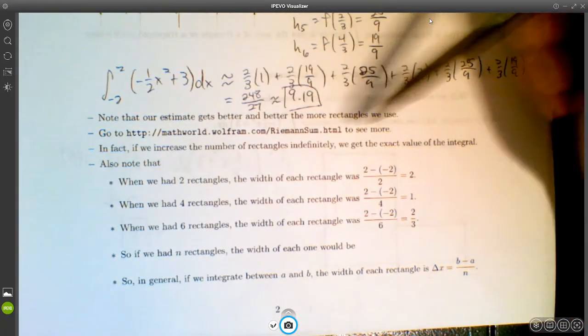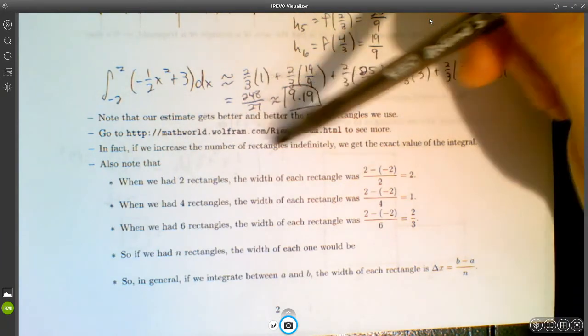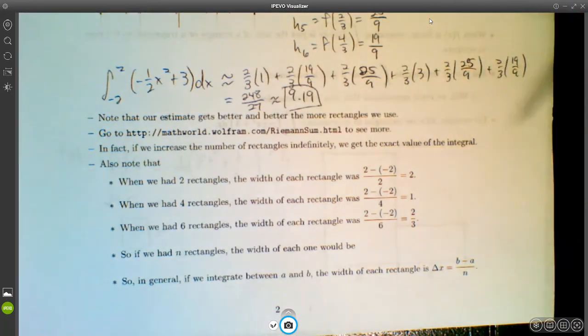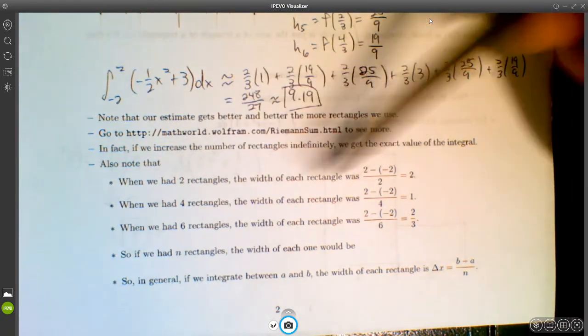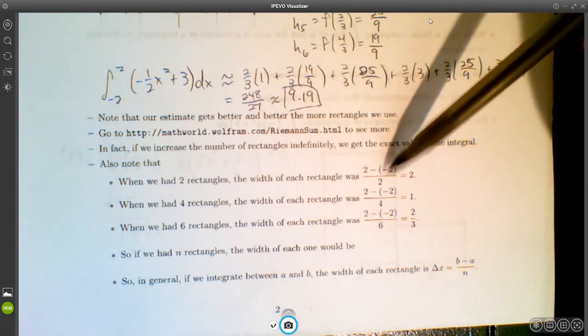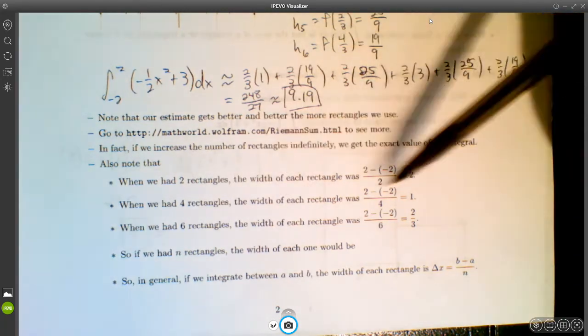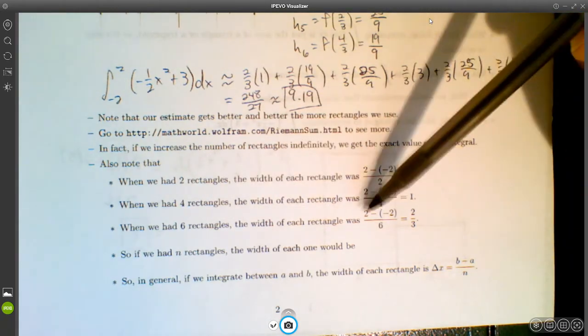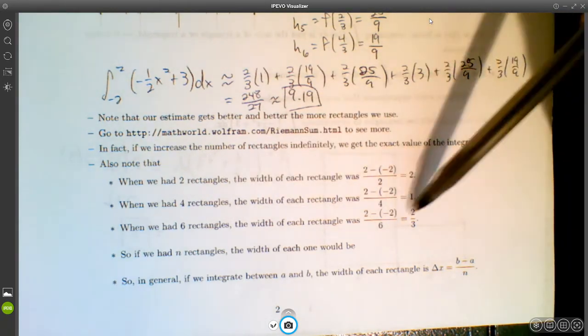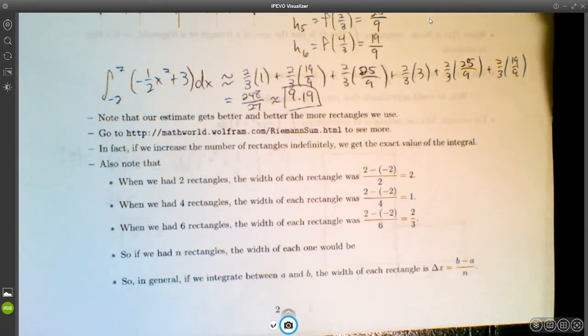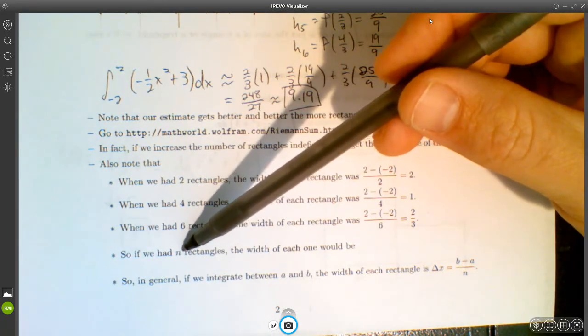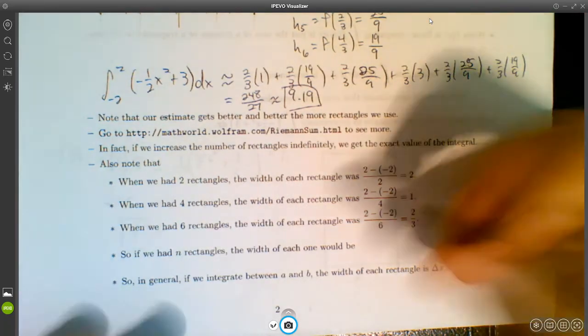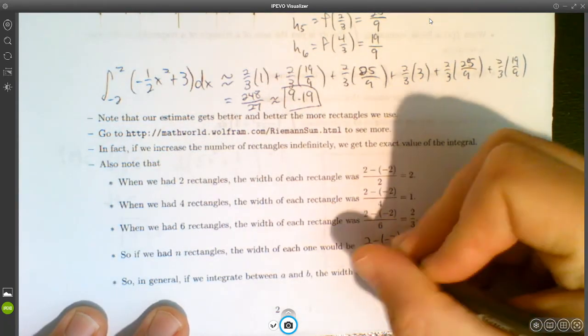Our estimate gets better and better the more rectangles we use. In fact, if we increase the number of rectangles indefinitely, then we get the exact value of the integral. So we're going to develop a formula for this, right? So note that when we had 2 rectangles, the width of each rectangle was 2 minus -2 over 2, which was 2. When we had 4, the width was 2 minus -2 divided by 4, which was 1. And when we had 6, we did 2 minus -2 divided by 6, so the width of each rectangle was 2/3. If we had n rectangles, just generally speaking, then the width of each one would be 2 minus -2 divided by n, right?